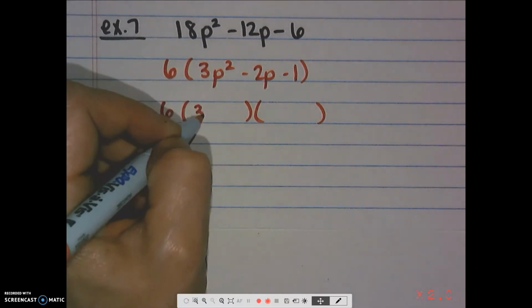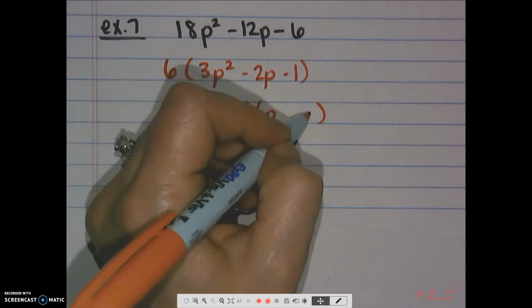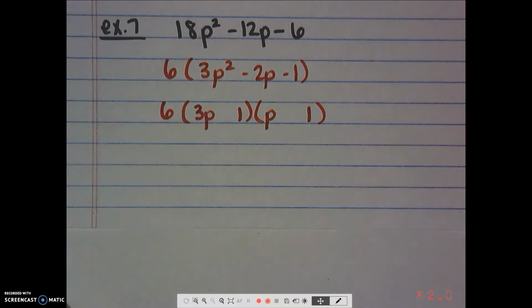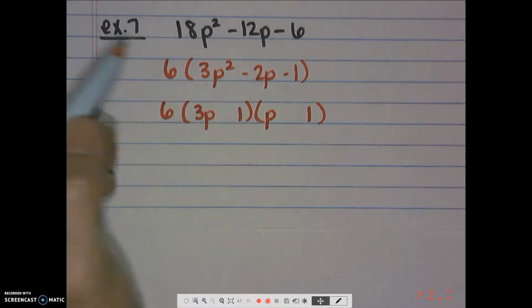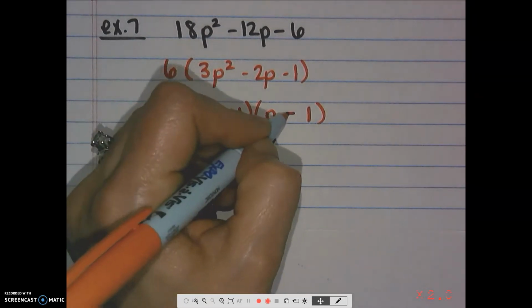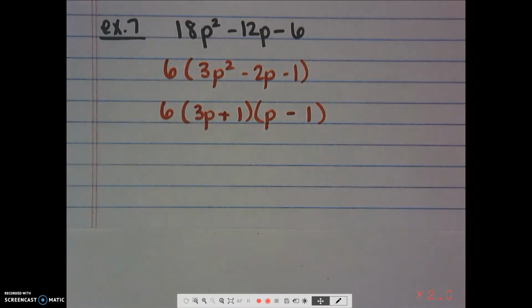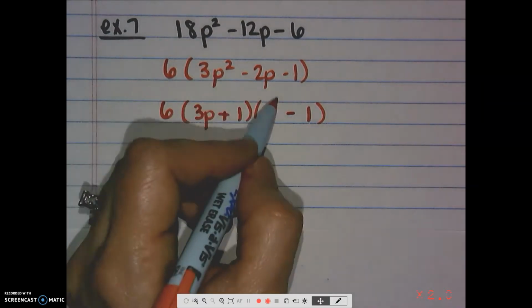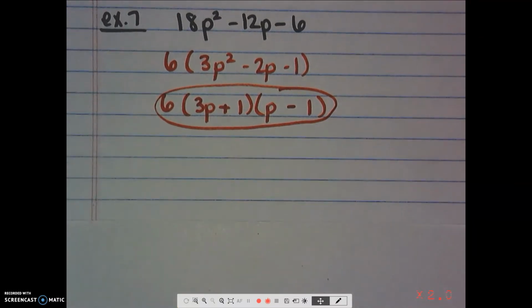3p squared, the only way to get that is 3p and p. The only way to get 1 is 1 and 1. So now we just have to figure out the signs that when we multiply these together, we'll get a negative 2. Okay, so here, I want this to be a negative 3p and a positive p to give us the negative 2. And so then that would be our answer.